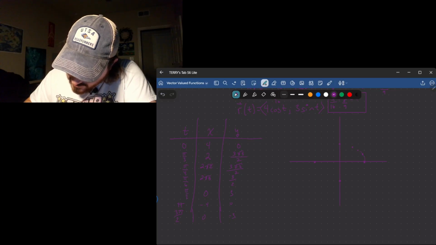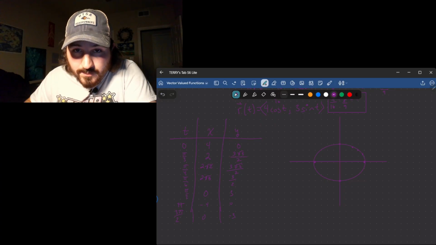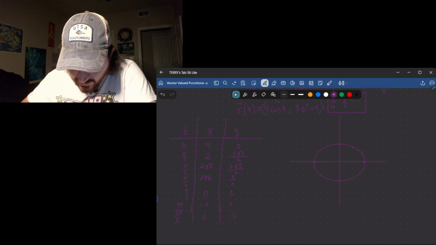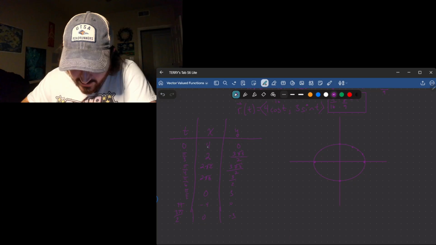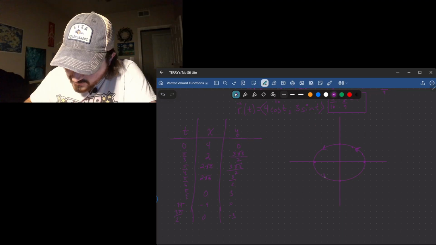So now if we draw a decent looking graph, which I'm not great at, but the tablet is, we can also see, okay, we got that kind of ellipse shape we were looking for. That's awesome. And then we also can look and say, oh, hey, we started at 4, 0, and then we went to 0, 3. So we must be going in a counterclockwise direction.